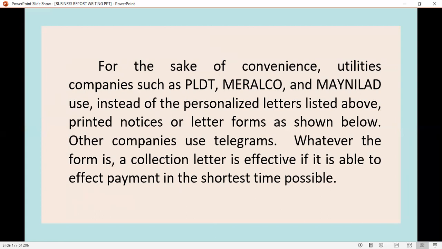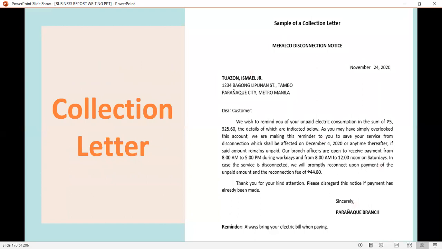So, for the sake of convenience, utilities companies such as PLDT, Meralco, and Maynilad use, instead of the personalized letters listed above, printed notices or letters form are shown. So other companies use telegrams, whatever the form is. A collection letter is effective if it is able to effect payment in the shortest time possible. So this is an example of a collection letter. So a Meralco disconnection notice.